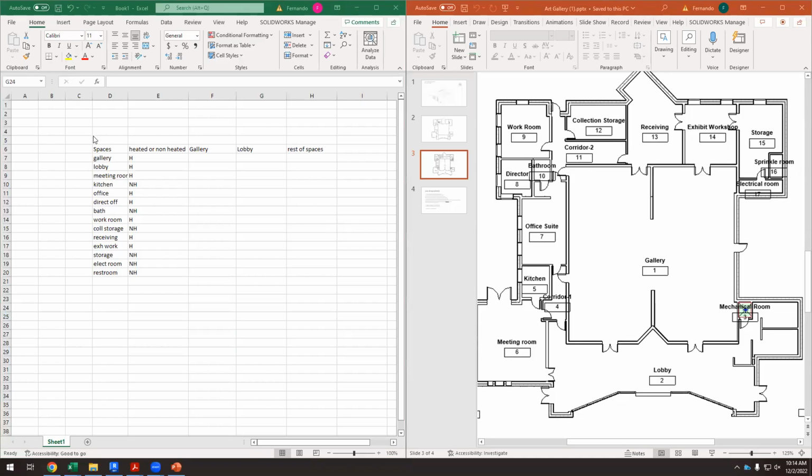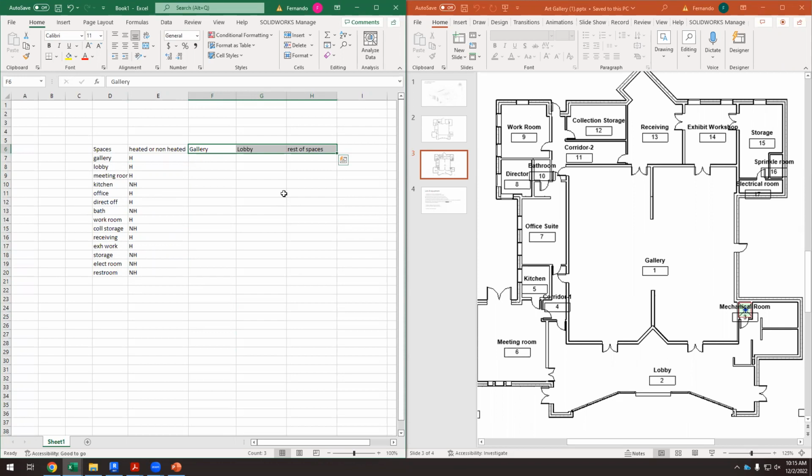Okay, first, the list of spaces. Second, are these spaces heated or not heated? Depends. Usually storage, kitchen, restrooms don't have a heating system. And then divide the building into spaces with the same size and the same use.